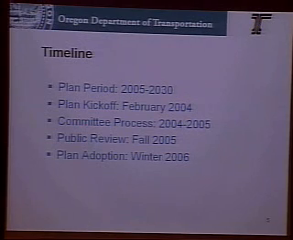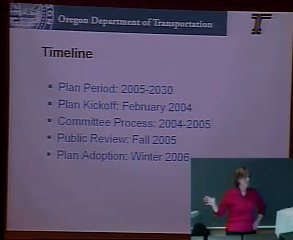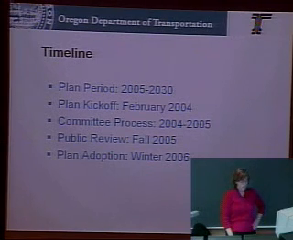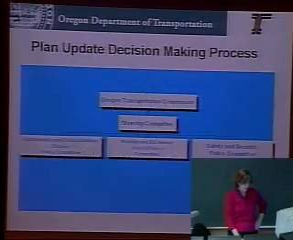The plan period extends to 2030. We started this work in February of '04, and we have a committee process that has helped develop and draft the draft policies that you have with you. We will be having the public review of the plan this coming fall, and then go back to the committees, and they will review the comments that the public has made, and then have adoption in the winter of '06. So that gives you an idea of the time frame and where we are.